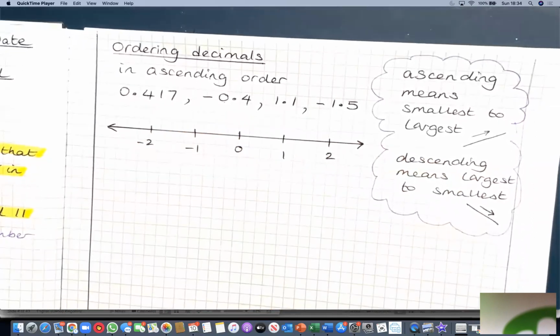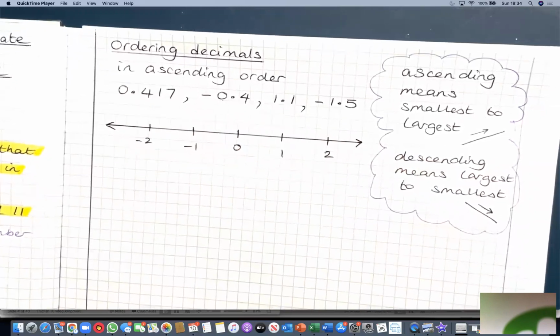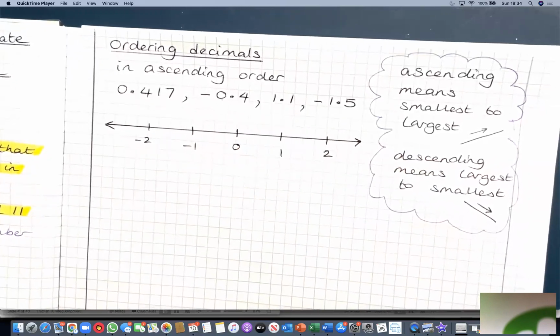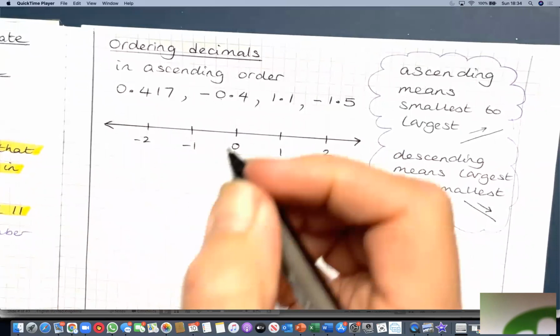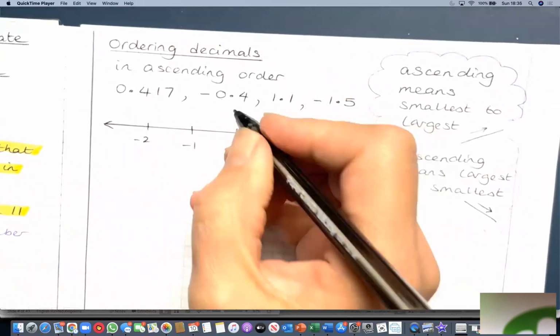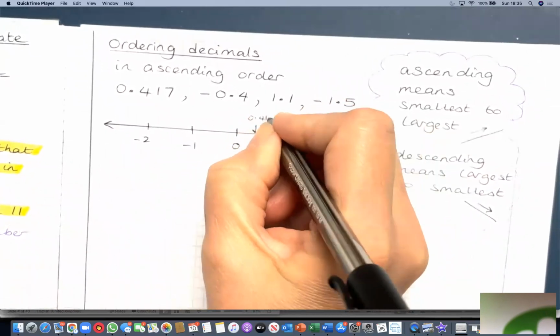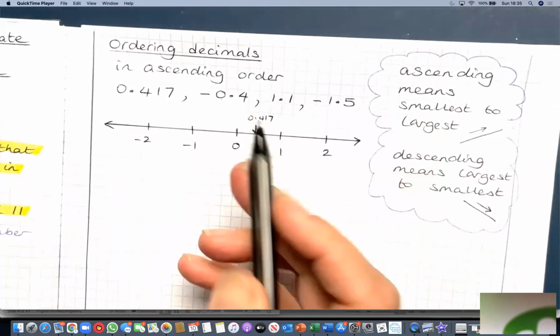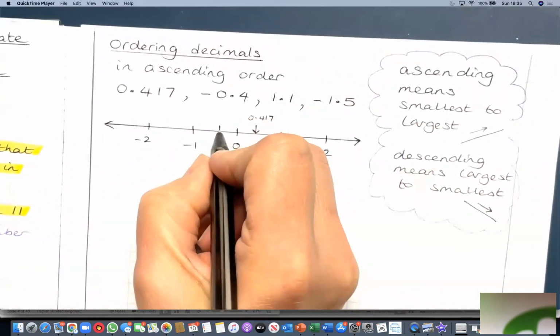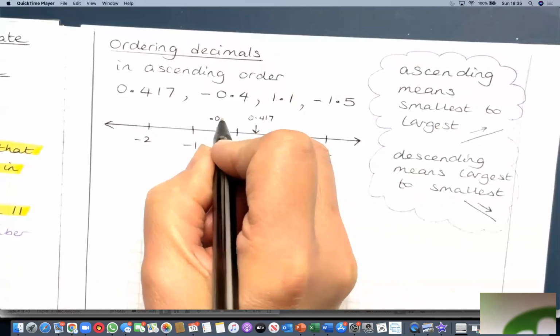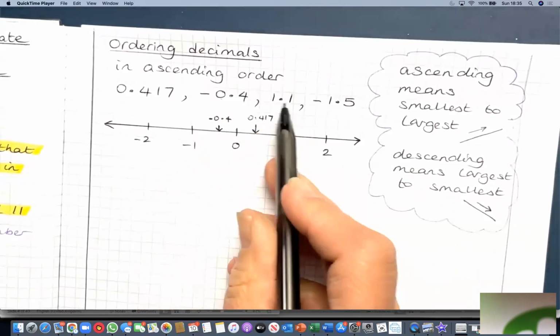Here's my number line then. And if I put my numbers on the number line, it's going to help me establish what the correct order is. So let's see, I've got 0.417 here. That's just a little bit less than a half. So I'm going to put that there. I've got a negative 0.4. So that's going to go approximately there. I've got a 1.1.